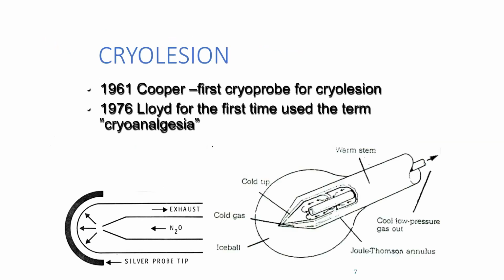So when we talk about history, in 1961, Cooper was the first to describe a cryoprobe for cryolesioning. As you can see here, there is an exhaust and nitrous oxide, and it goes through a silver probe tip, and through this tip you have the cold gas and the formation of an ice ball using low-temperature gas, and you can see that in the picture. In 1976, Lloyd used the term cryoanalgesia for pain management, and he proved that this can be used safely, better than surgical resection of the nerve.